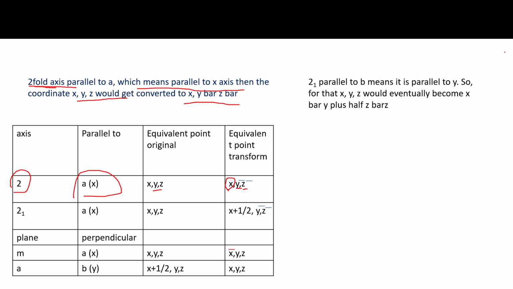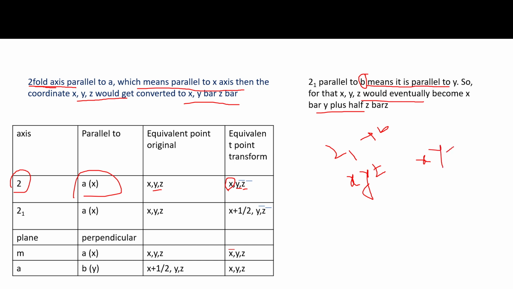But when you talk about 2 1 parallel to b, that means it will be parallel to y. So x y z eventually become x bar, y plus half, z bar. When you talk about 2 1, that into b, it will be like this. So your x, y and z: x is fixed because b means it will be parallel to y, so y becomes y plus half.